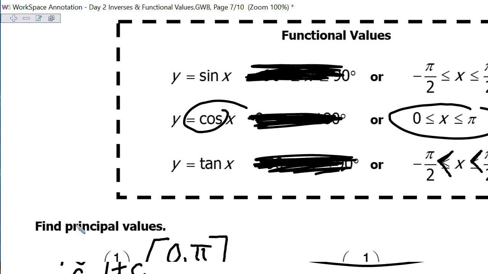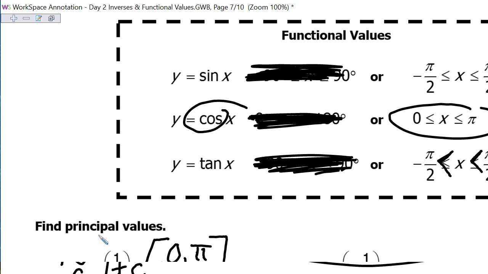Pi over 3, which is 60 degrees. Is pi over 3 between 0 and pi? Yes. Now, another answer we would have had on the previous section: what other quadrant is cosine positive? Quadrant 4. So our other answer previously would have been 5 pi over 3. Now, is 5 pi over 3 between 0 and pi? No. So it's the same thing we've been doing, but it's going to be fewer answers. So your answer should be only the one that's from 0 to pi inclusive if you're talking about cosine.